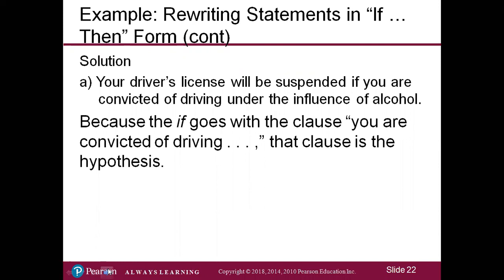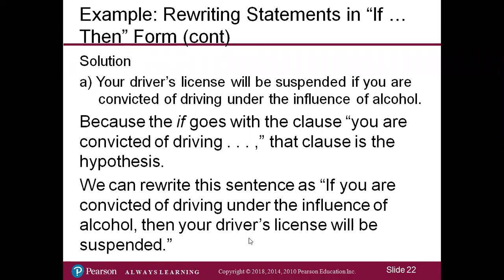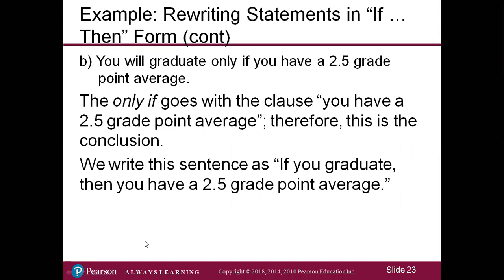Let's look at their solutions. Your driver's license will be suspended if you are convicted of driving under the influence of alcohol. Because the if goes with the clause, you are convicted of driving, that clause is the hypothesis. We can rewrite the sentence as, if you are convicted of driving under the influence of alcohol, then your driver's license will be suspended. You will graduate only if you have a 2.5 grade point average. The only if goes with the clause, you have a 2.5 grade point average. Therefore, this is the conclusion. We write the sentence as, if you graduate, then you have a 2.5 grade point average.